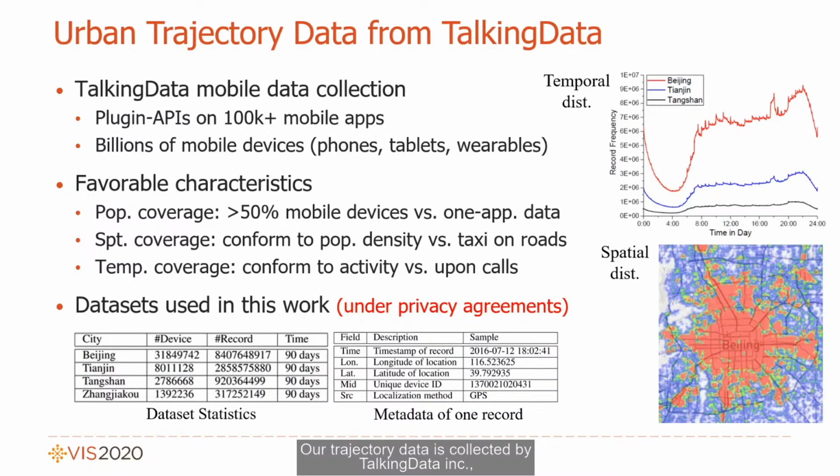Our trajectory data is collected by TalkingData Incorporation, an analytics platform that synthesizes data from many mobile apps. These apps are installed on billions of devices in China. In some cities, the data covers more than half the population. While most prior trajectory data come from one application only, for example, taxi data on major roads, or phone call data upon calling, our data is more uniform in space and time due to the synergy from multiple apps. In this work, we studied 3 months of datasets from 4 central Chinese cities under strict privacy agreements.